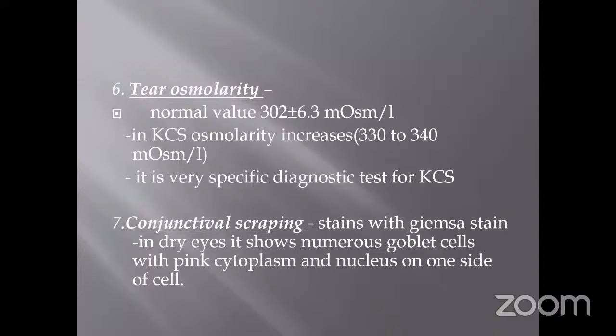Now, tear osmolarity also helps in diagnosing dry eye. No need to know these values. Then conjunctival scraping, which is stained with Giemsa stain. In dry eyes, what we can see is numerous goblet cells, pink cytoplasm and the nucleus on one side. Conjunctival scraping is useful.